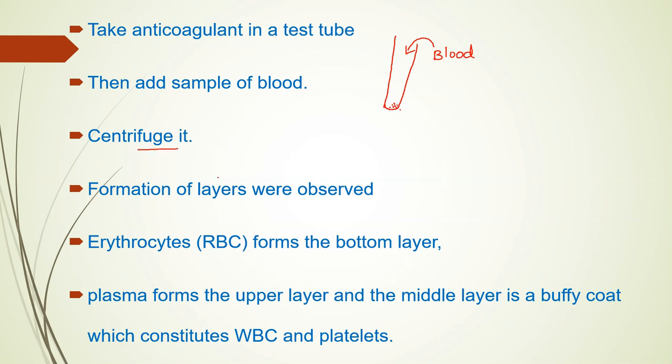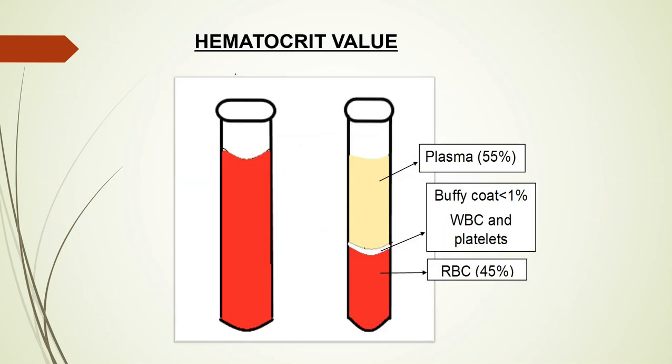After centrifugation, you will observe different layers formed in the test tube. Due to their weight, the RBC or erythrocytes form the bottom layer. Plasma forms the upper layer, and the middle layer is a buffy coat which is composed of WBC and platelets.